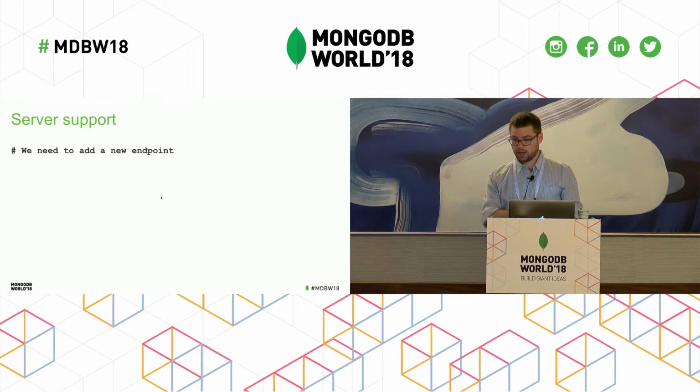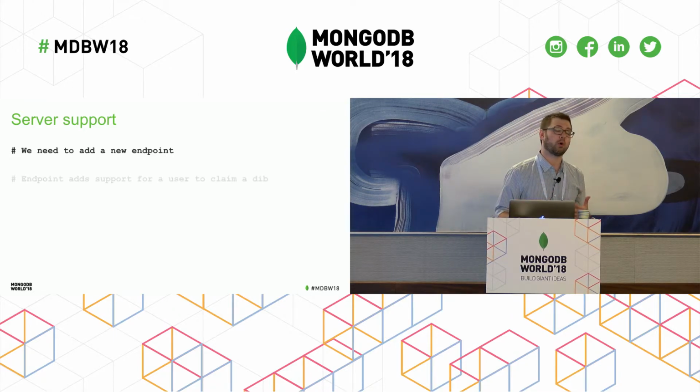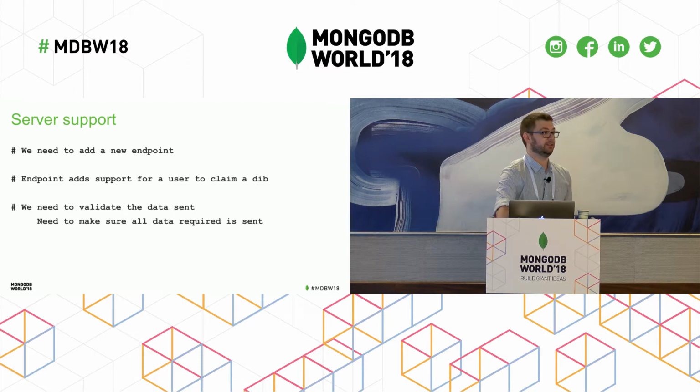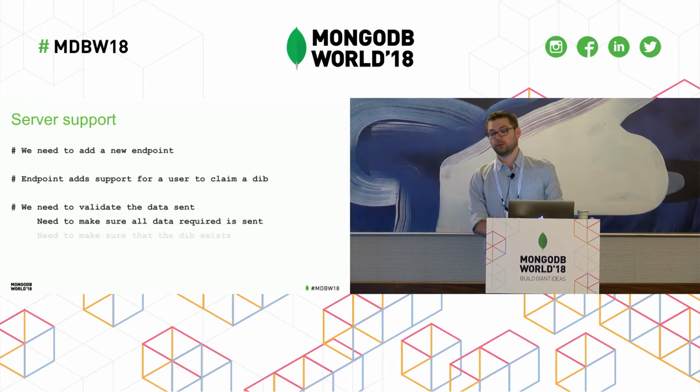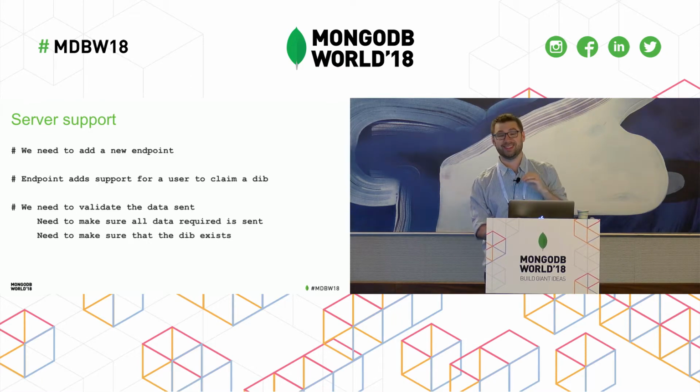So sweet. Now that we've extended the schema of our documents, we can expose support for updating this data via an API method. We do that by adding a new endpoint, and this endpoint adds support for our user to claim a dib. Then we need to validate the data sent to make sure that someone's not trying to cheat, because if somebody else gets that Super Sushi Deluxe, then there will be hell to pay. So we need to make sure that all the data that we require to claim a dib is present. We need to make sure that the dib itself exists.